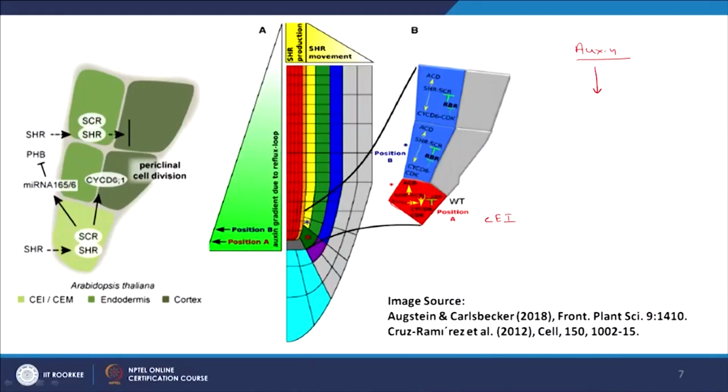But what happens is that in inner cells, since the auxin level is going down, you have SHORT ROOT SCARECROW mediated cell fate determination of the endodermis. But overall, the combination of auxin, SHORT ROOT, SCARECROW, RBR basically ensures the first, or the asymmetric, cell division in CEI and then the eventual process of layer differentiation.